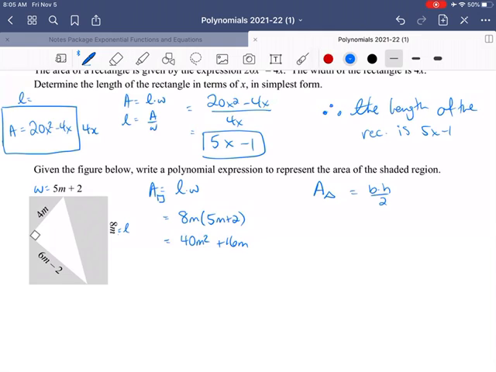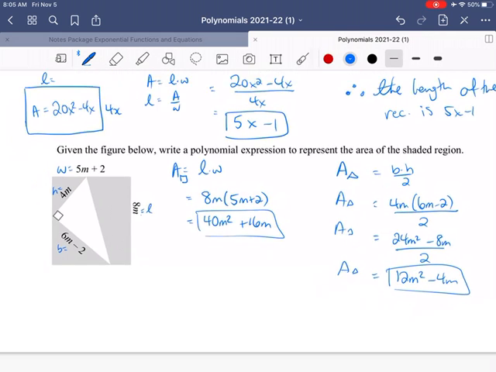So let's call our base 6m minus 2, and our height is going to be 4m. So the area is going to be 4m multiplied by 6m minus 2, but then we got to divide it by 2. So the numerator becomes 24m squared minus 8m, and then we got to divide it by 2. So the area of the triangle is going to be 12m squared minus 4m.